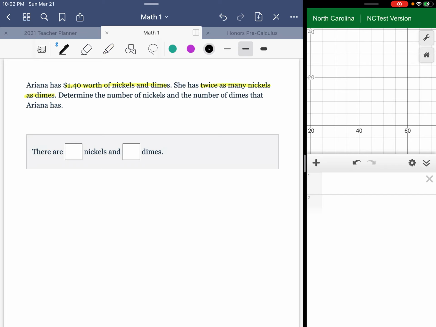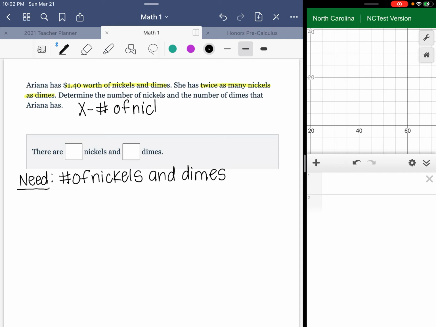So the first thing we're going to do is we want to write our need. So we need to determine the number of nickels and the number of dimes. Okay, so we want to find out the number of nickels and dimes. So let's start by defining our variables. So let's say X is going to be the number of nickels, and Y is going to be the number of dimes.